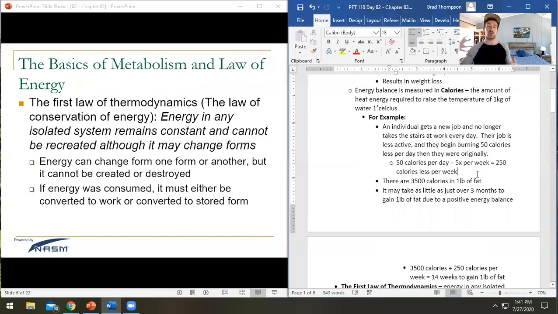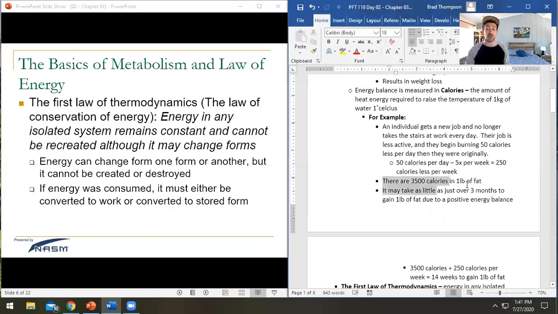Which means that there's a 250 calorie surplus compared to their old lifestyle. Sorry, that wasn't clear. They're not burning 250 calories that they used to. So now there's just an excess. They're consuming the same amount of food that they're used to, right? Because that's how their internal mechanisms have gotten used to things. And so they're still consuming the same amount of energy, but there's a 250 calorie difference now.